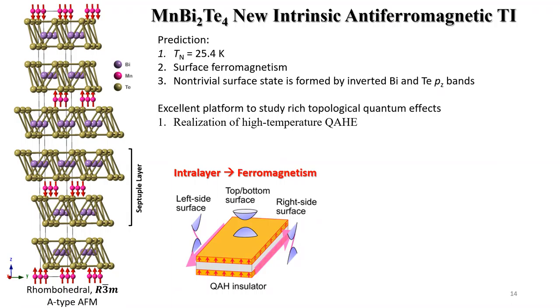Why is there FM on the surface? That's what they're trying to ask. Can you repeat again? Why is there ferromagnetism on the surface? I don't think they quite understood.